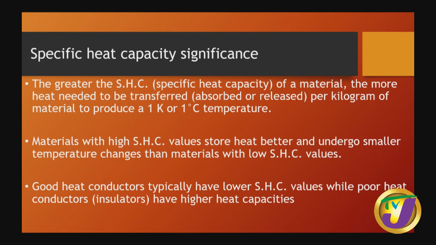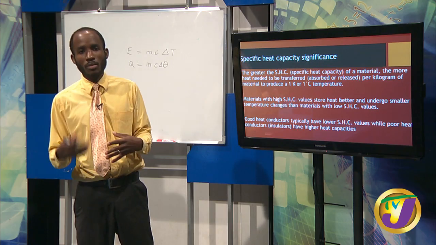It comes into play when you're dealing with water and metals. Good heat conductors typically have lower heat capacity values, and poor heat conductors or insulators have higher heat capacity values. And it stands to reason. If you want to insulate something, you don't want your temperature to change a lot when you absorb heat. So if you want to insulate, you want a high specific heat capacity. If you want to conduct, you want your specific heat capacity to be low because your temperature changes quickly.